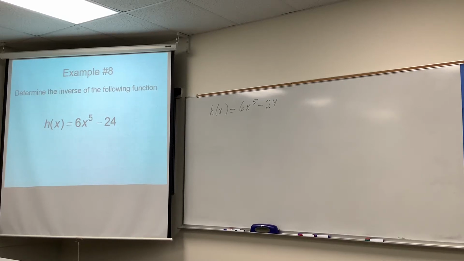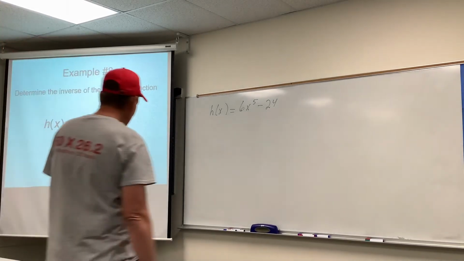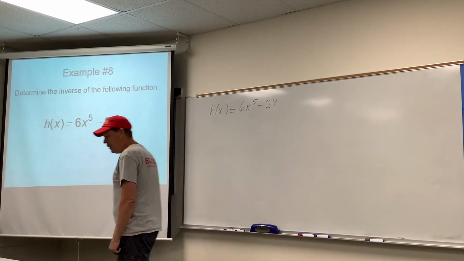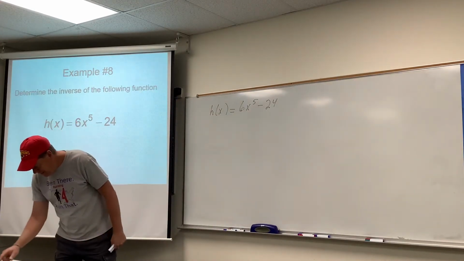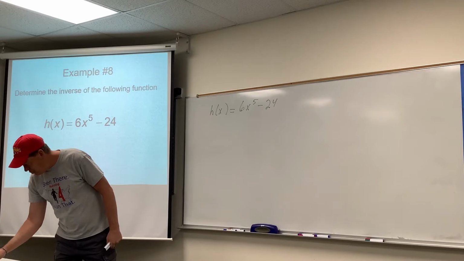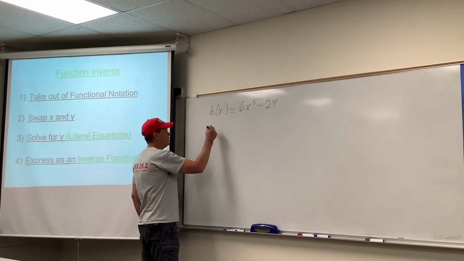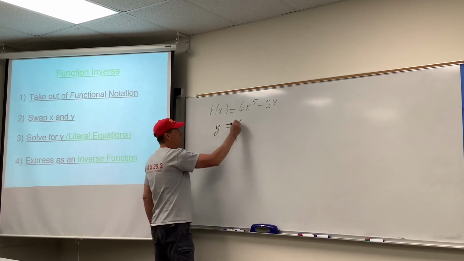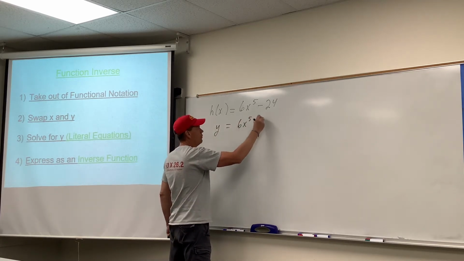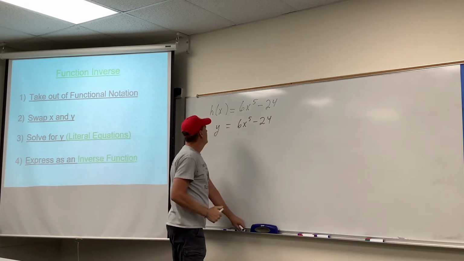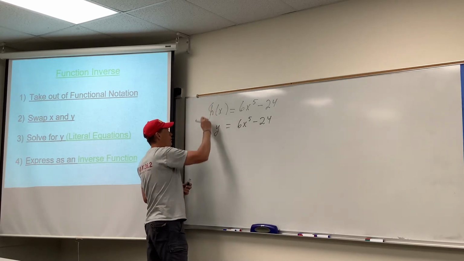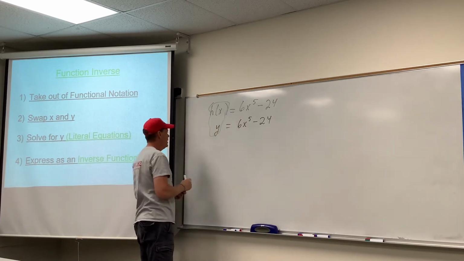Function inverses, example number 8. Here we have a function called h of x, and let's go through. The instructions are to find the inverse, take it out of functional notation. So that's just, again, replacing h of x with y.